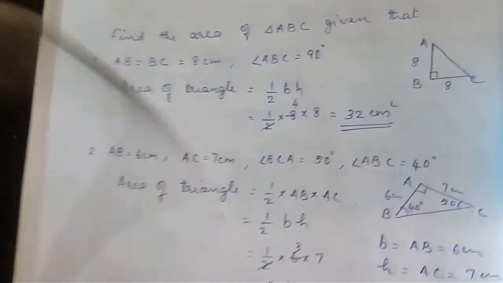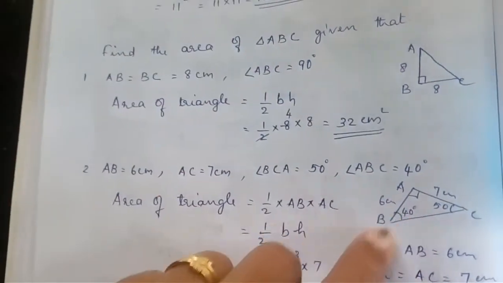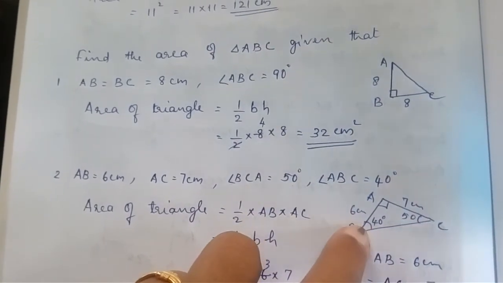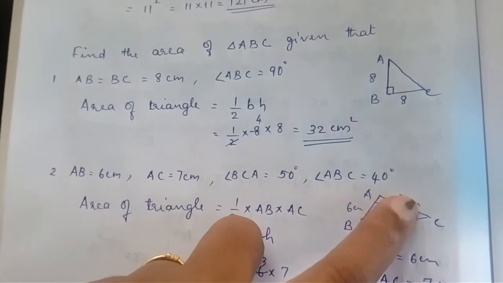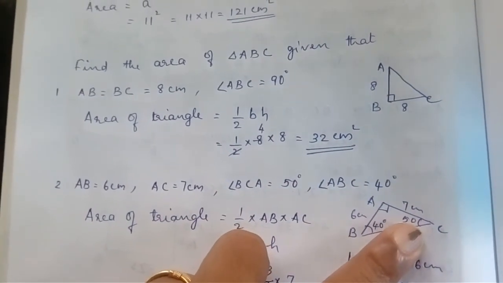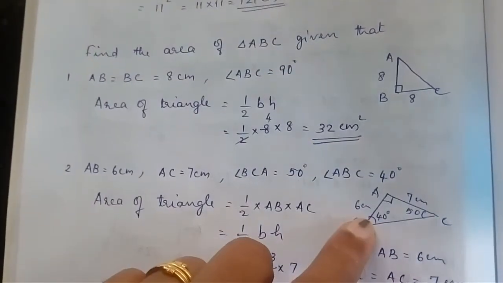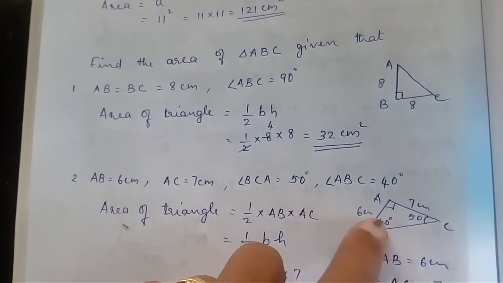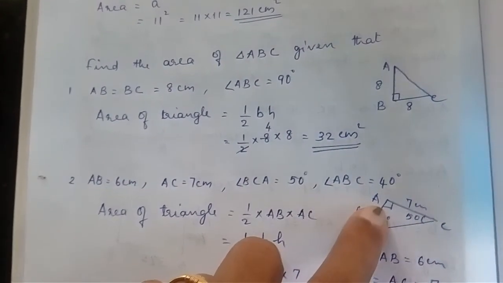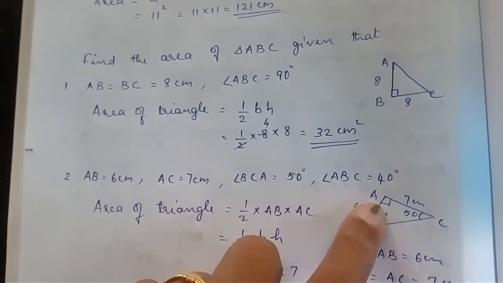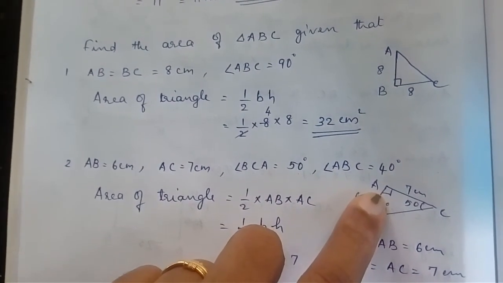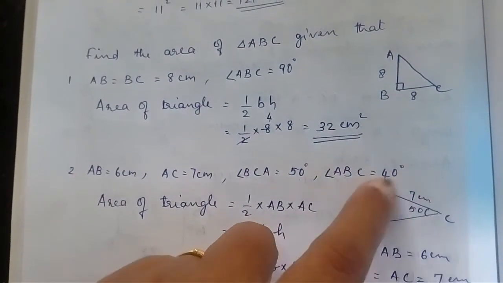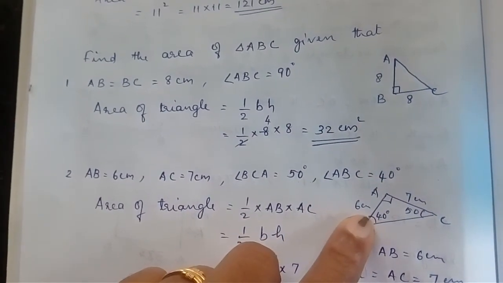Same way, next question is also, here you see the figure, angle ABC equal to 40 degree, angle ACB equal to 50 degree, and AB, AC are 6 and 7 centimeter respectively. We want to calculate the area of triangle. From these given angles of the triangle, we can see 40 plus 50 is 90. Then to get the remaining angle, 180 minus 90, that is angle A is equal to 90 degree. So we can conclude that it is a right angled triangle. Since it is a right angled triangle, this AB and AC are perpendicular to each other.